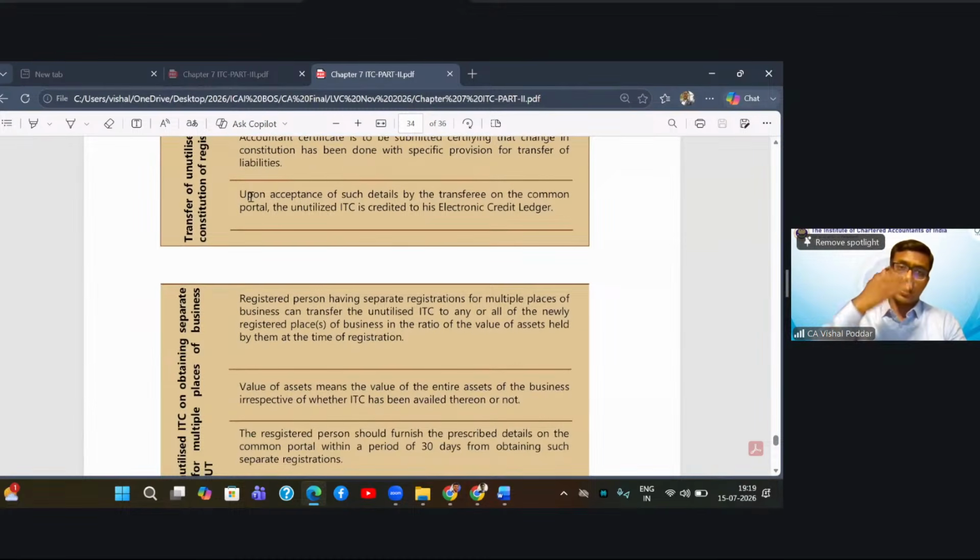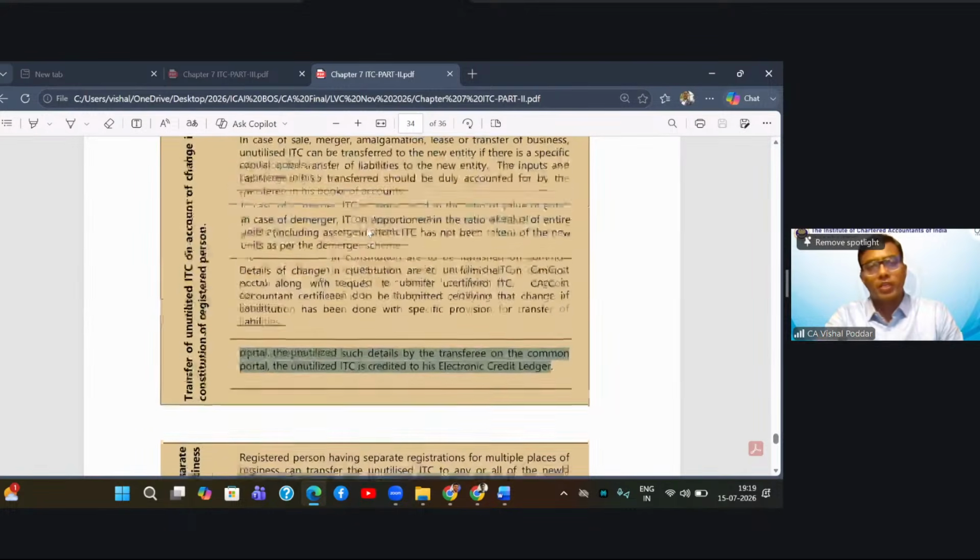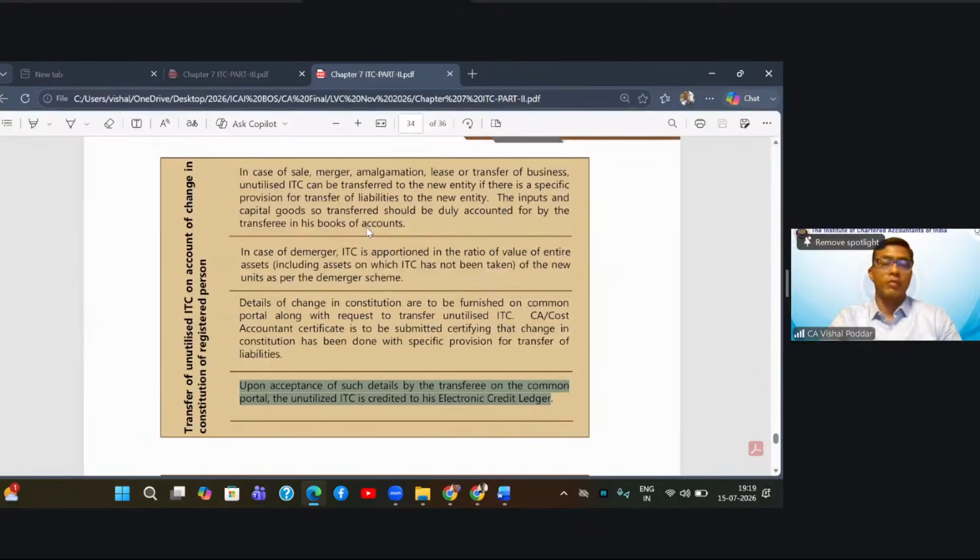And when you are uploading here, your recipient to whom you want to transfer the ITC has to accept it. So your recipient will accept, the transferee will accept the ITC on the common portal, and then the ITC will be shifted to the new entity. So you will upload the details on the common portal and your recipient will have to accept the details. So once all these steps and conditions are fulfilled, then whatever is the balance ITC in the portal of the transferor, that can be shifted to the transferee, that is the newcomer.